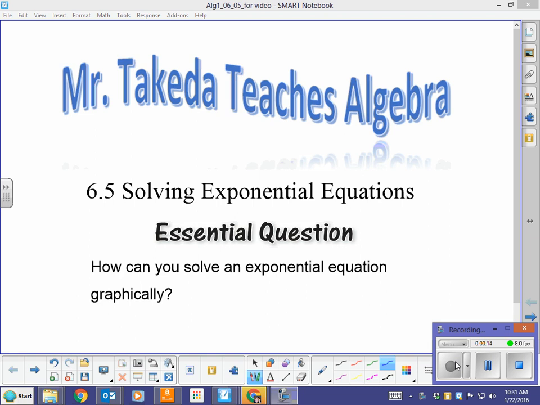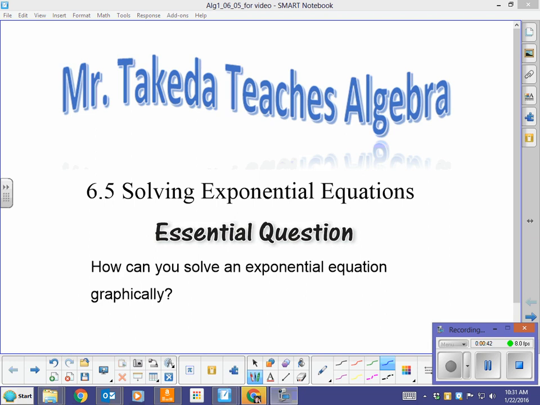This is lesson 6.5 on solving exponential equations now. So we've talked a lot about the rules of exponents, we've talked about exponential functions, but now we're going to talk about exponential equations. So these will be equations that use the variable in the exponent. And we're going to do this a couple different ways. We're going to do it the paper way, and then also using a graphing calculator.